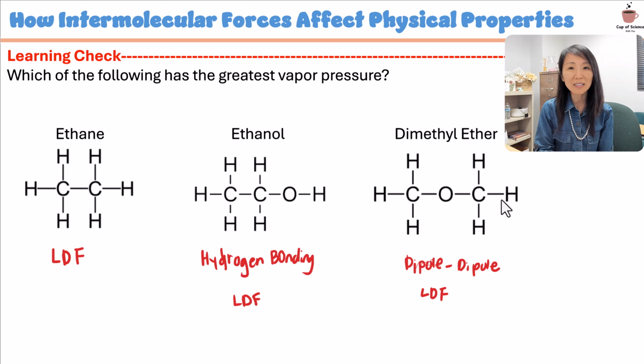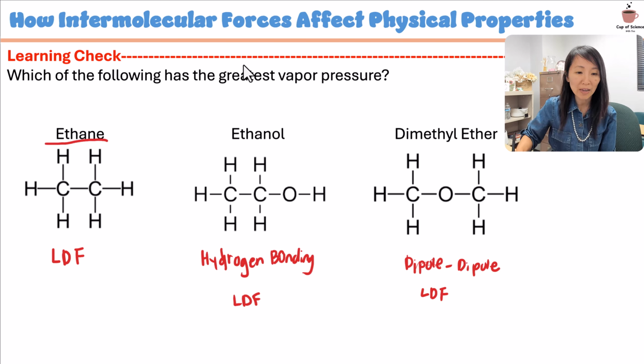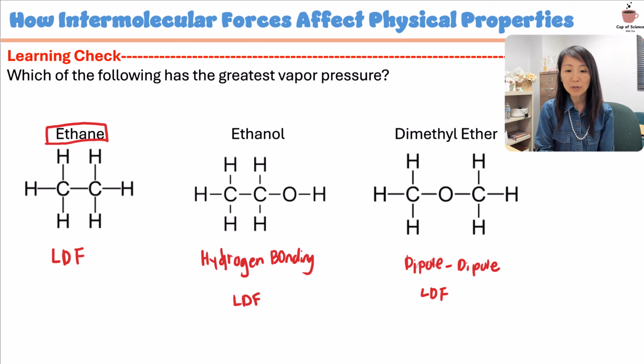So that still doesn't identify which one has the greatest vapor pressure. Remember, the one that has the weakest intermolecular force will have the greatest vapor pressure. So therefore, ethane has the greatest vapor pressure. I will go ahead and box that. The second greatest would be dimethyl ether, and the lowest vapor pressure would be ethanol.